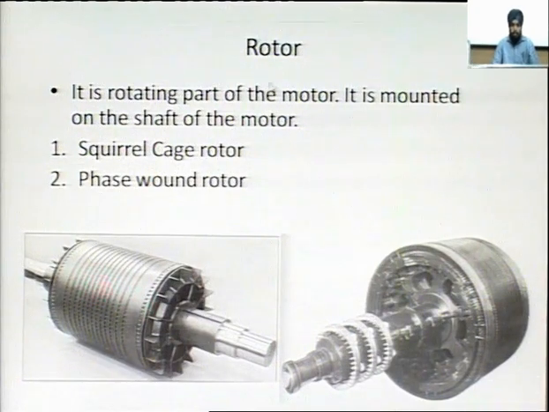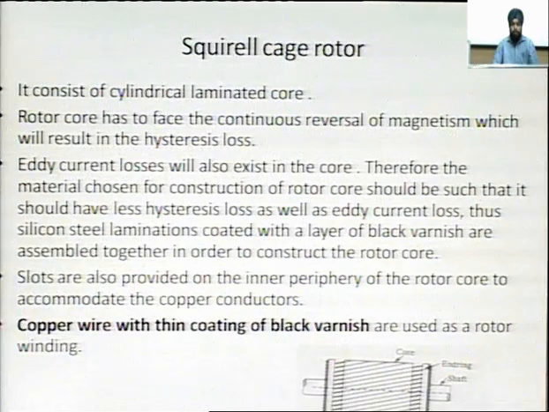Next is rotor. It is a rotating part of the motor. It is mounted on the shaft of the motor. Rotors are of two types: first is squirrel cage type rotor, second is phase wound rotor. Squirrel cage rotor. It consists of a cylindrical laminated core.